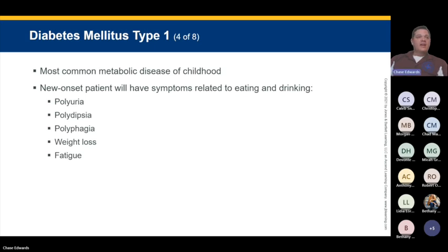All right, so type 1 diabetes. It's the most common metabolic disease of childhood. A patient with new onset type 1 diabetes will have signs and symptoms related to eating and drinking: polyuria, using the restroom a lot, polydipsia, polyphagia, weight loss, and fatigue.